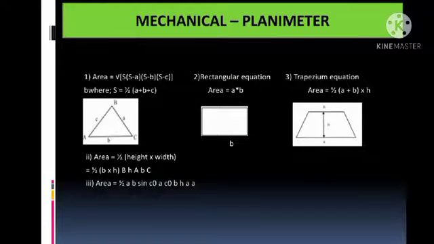First, triangle: area is equal to root of S(S minus A)(S minus B)(S minus C), where S is equal to half of A plus B plus C. Area is equal to half height into width, that is half B into H, for triangle ABC. Second, rectangular equation: area is equal to A into B. Third, trapezium equation: area is equal to half (A plus B) into H.